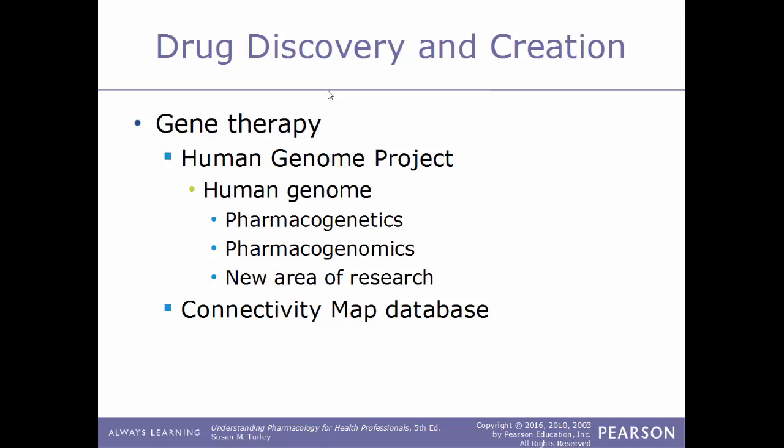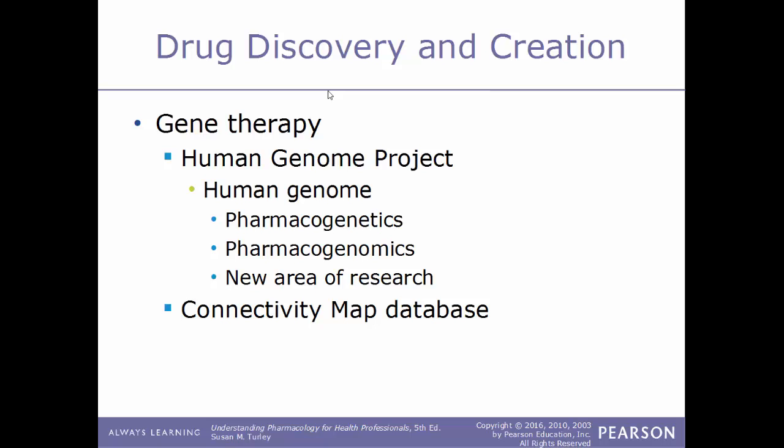When you combine pharmacology and genetics, that leads you to a whole new area of research, such as pharmacogenetics and pharmacogenomics. Pharmacogenetics is a branch of pharmacology that deals with the genetic factors on reactions to drugs. And pharmacogenomics is a broader term, and it deals with how a person's genome, how their genes, can influence their response to a drug.